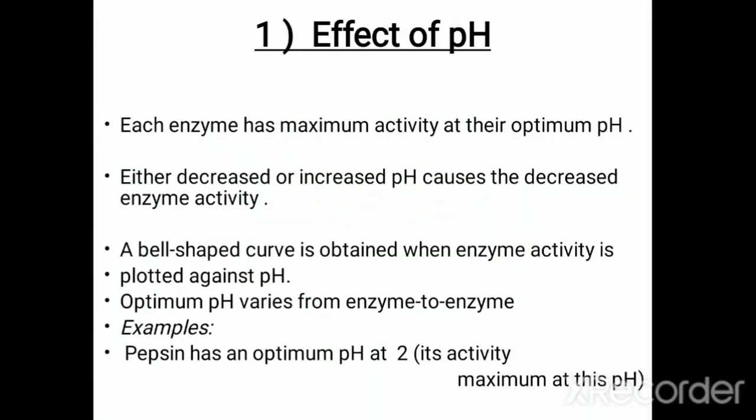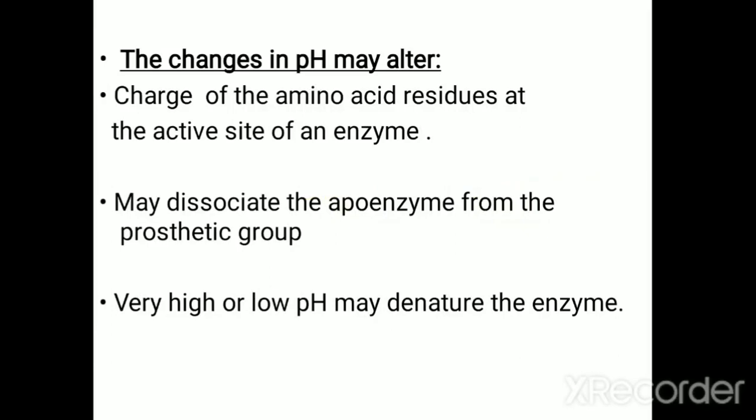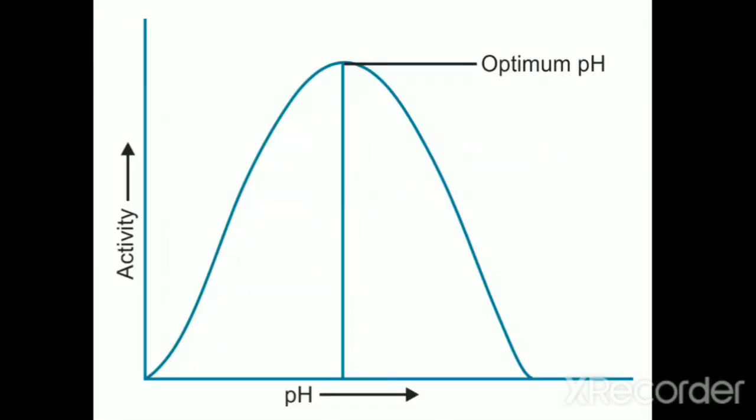In case of the pepsin enzyme, pepsin has its maximum activity at a pH of 2, and the shape of this graph is known as a bell-shaped curve.